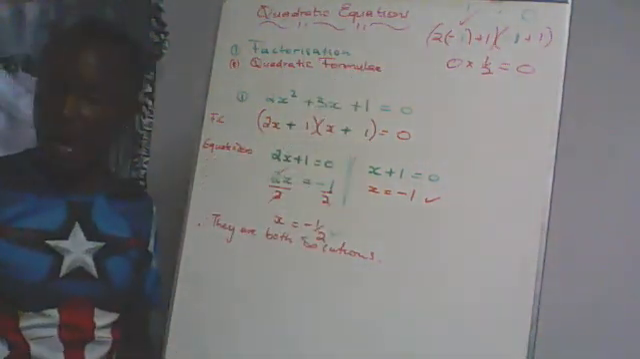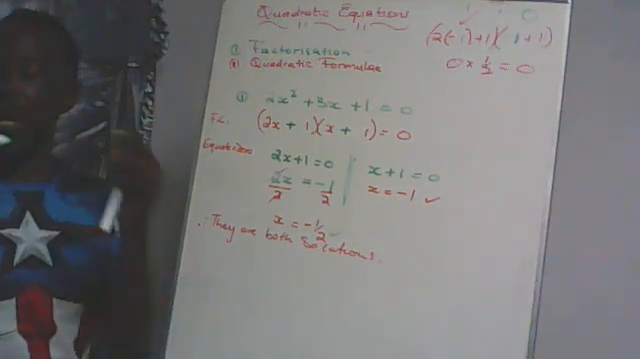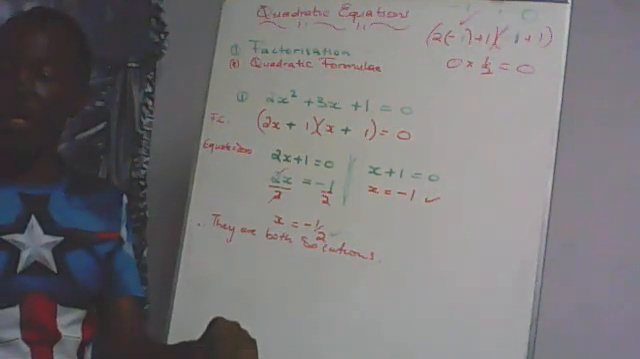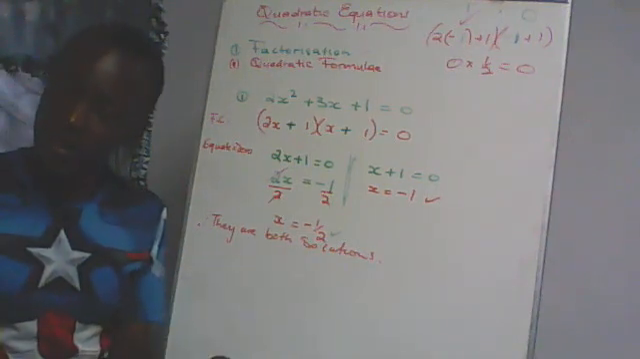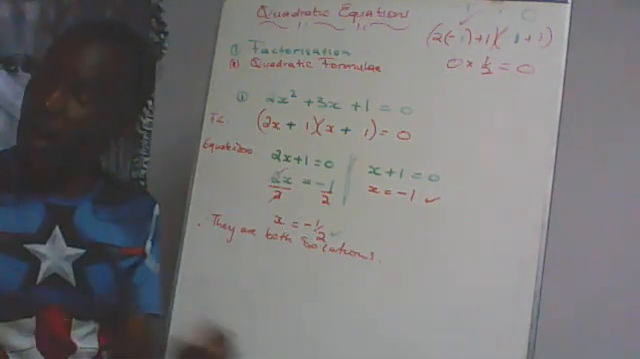How do we factorize? Break it into factors, equate each and every factor to 0, and then what next? Solve for x.